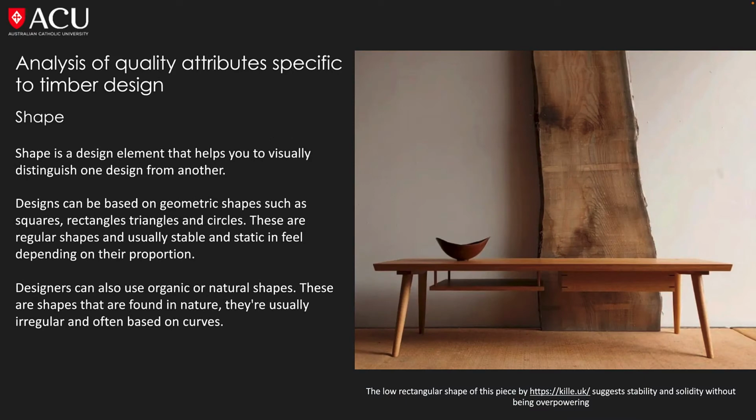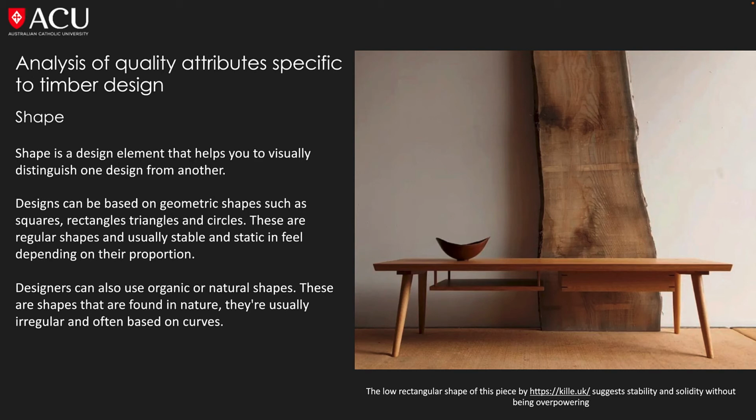Shape. Shape is a design element that helps you to visually distinguish one design from another. And designs can be based on geometric shapes such as squares, rectangles, triangles, and circles. These are regular shapes and are usually stable and static in feel, depending on their proportion. But designers can also use organic or natural shapes. These are shapes that are found in nature, and they're usually irregular and often based on curves.